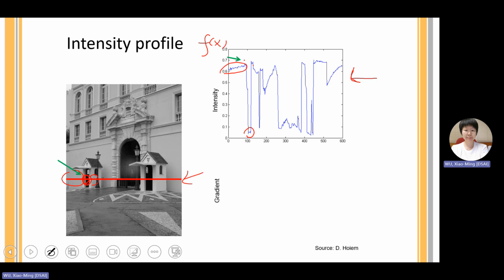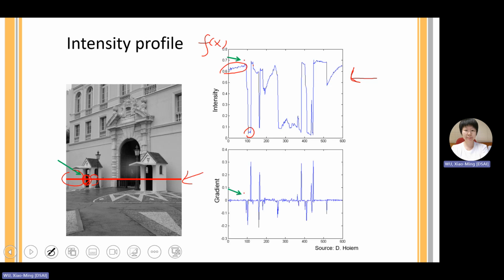And then let's take the gradient. Let's take the derivative. So this is f'(x). You can identify there are several peaks or extremes here and there, and these just represent what? The position of these extremes corresponds to the position of what?